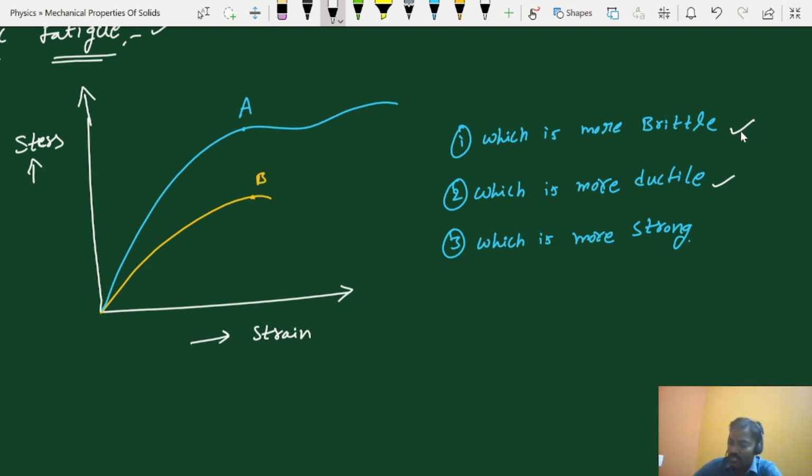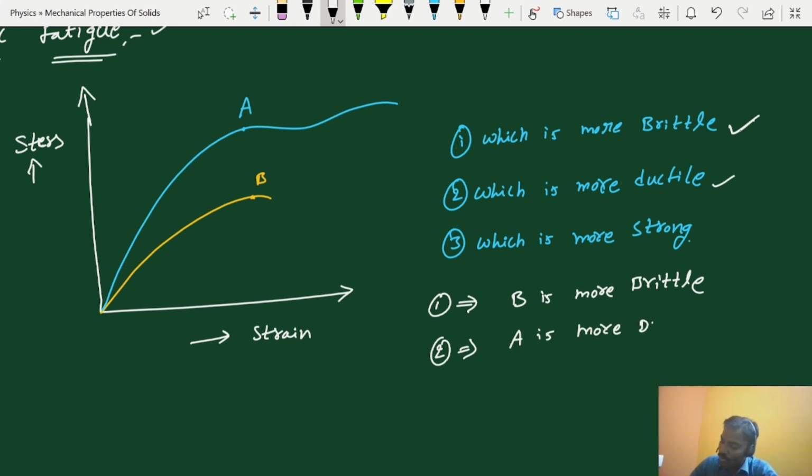First of all, to decide which is more brittle. To say any material is brittle, what is the condition? It should have less plastic region. So out of the materials A and B, which is having less plastic region? B. So you can say B is more brittle because of less plastic region. Next, plastic region is more in ductile. So we can say A is more ductile.